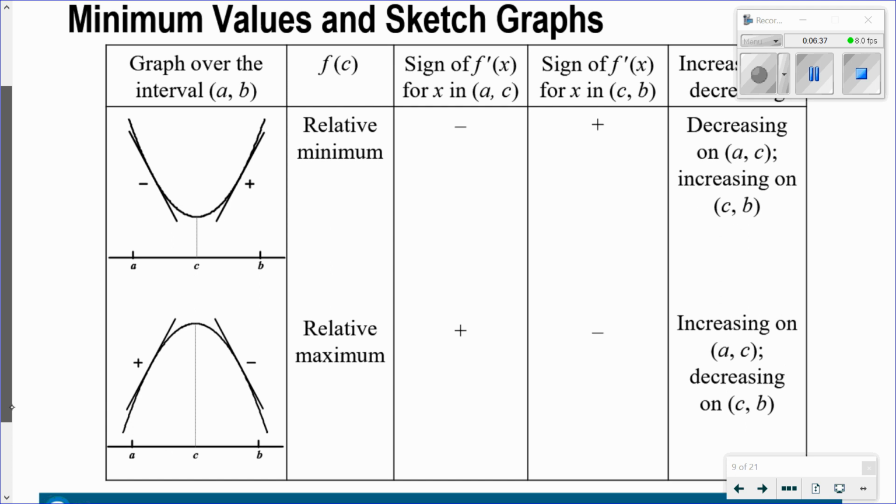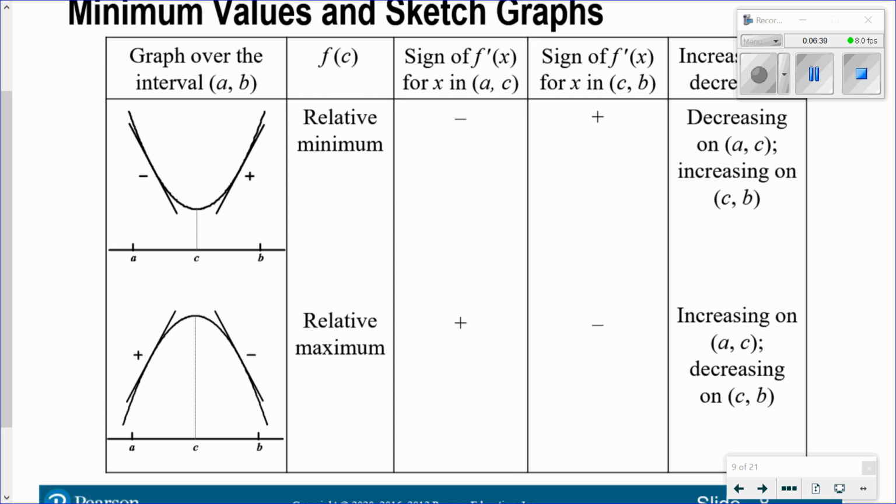And this is a real quick graph for you, same kind of thing that I just showed you. The slopes of our tangent lines are going to be negative on this side, positive on this side. That tells us we have a minimum. If we have positive slopes on this side, negative on this side, we have a maximum.